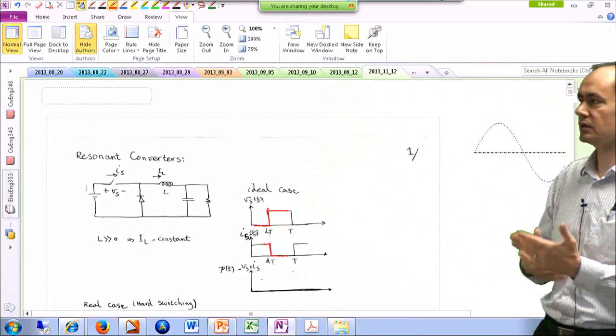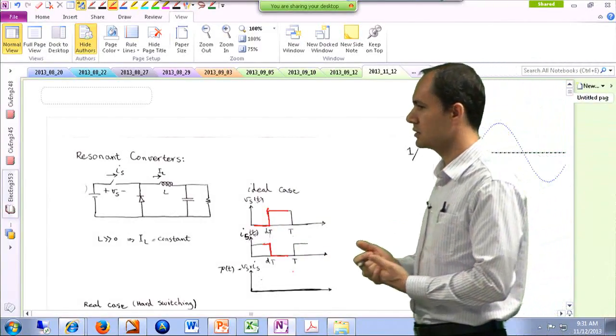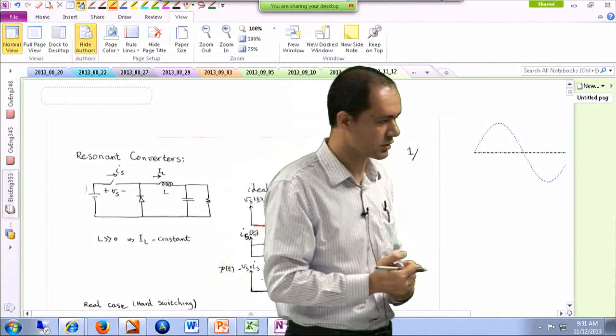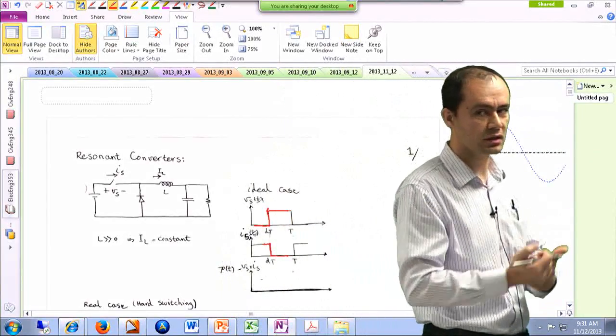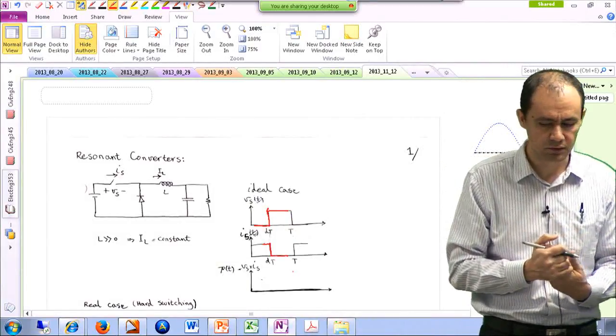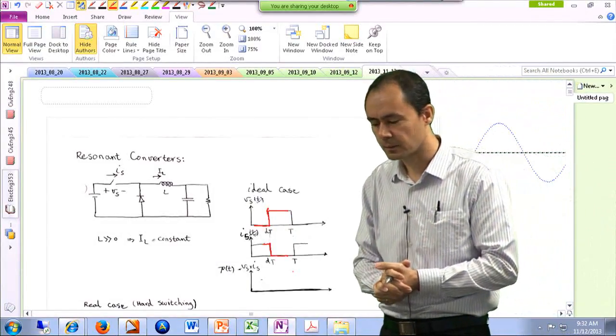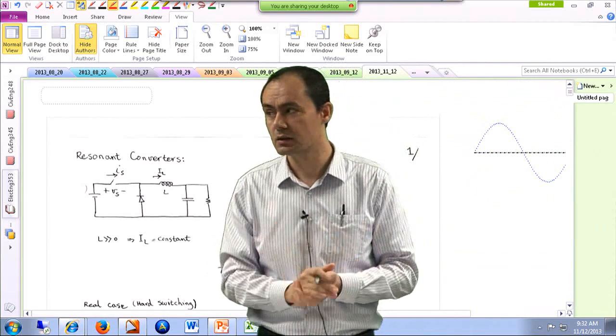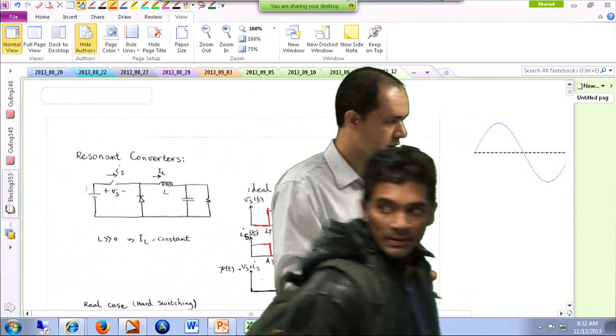And once you multiply the voltage and current, because they are not both zero, that gives you some power losses in the switch, which is called the switching losses. So every time you turn the switch on and off, you lose a little bit of power, basically. And the whole concept of soft switching is to either eliminate or minimize these losses.